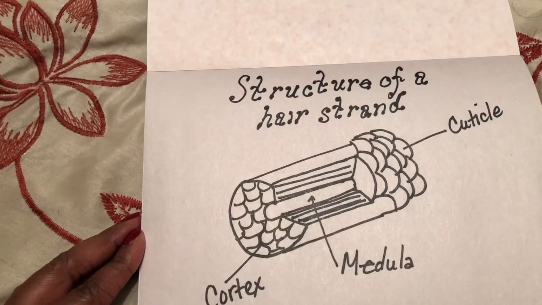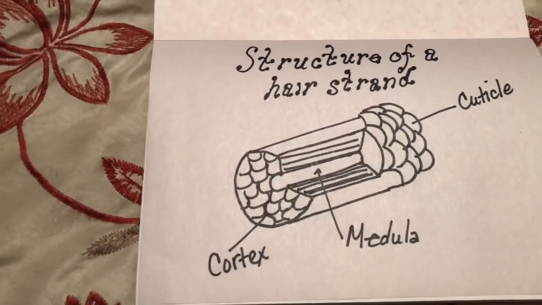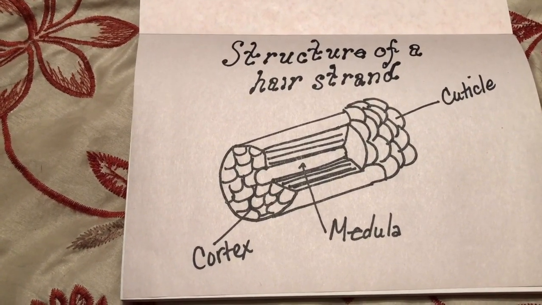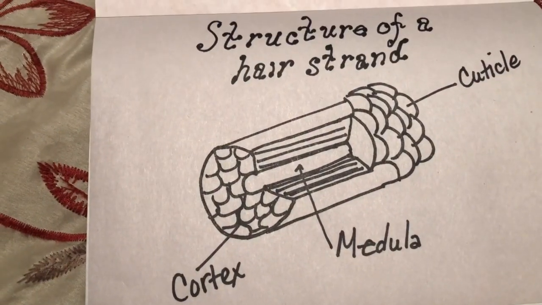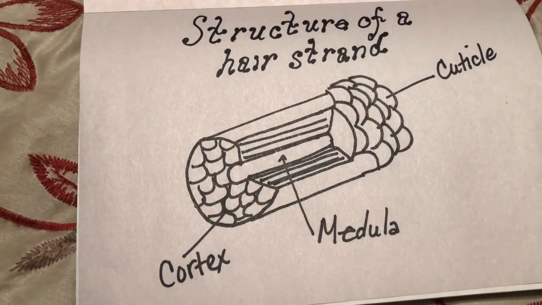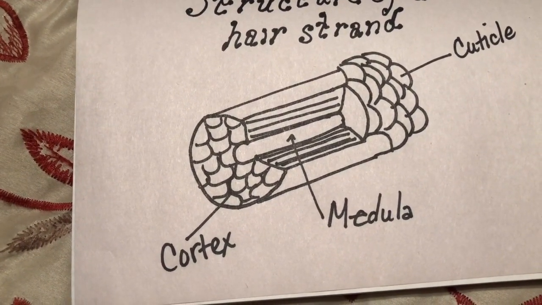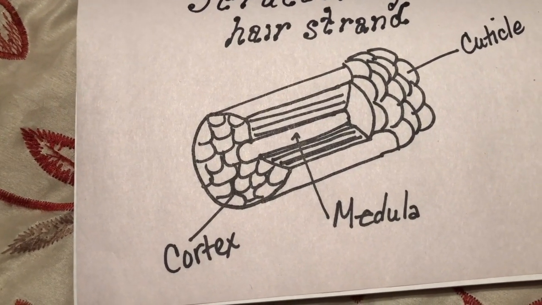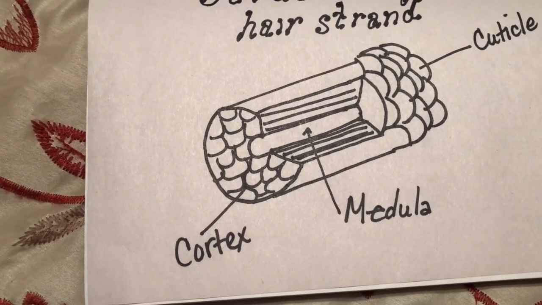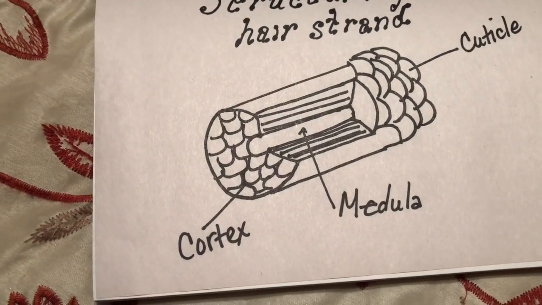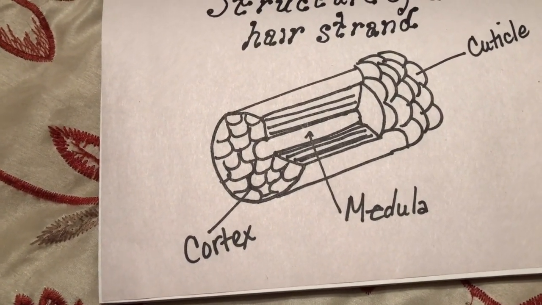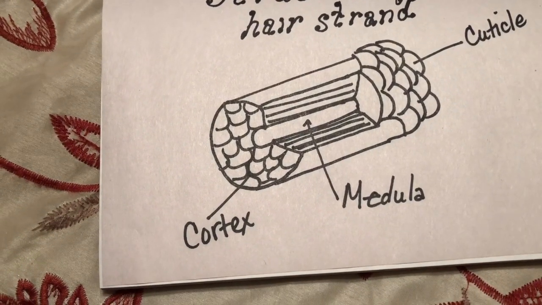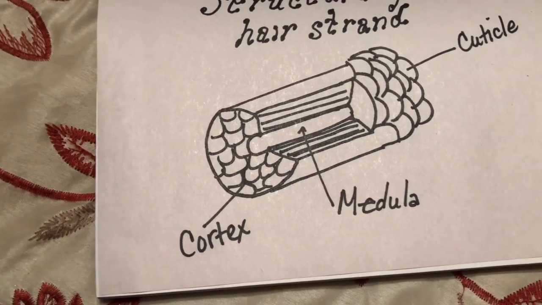Okay, the next one is the structure of the hair strand. The hair strand is made up of the cuticle, the medulla, and the cortex. So quickly, what are those things that make up our hair strand? The cuticle is the outer layer that's made up of hard, transparent cells that overlap each other like scales. The hair condition is largely determined by the condition of the cuticle, and this is the layer that gives elasticity and resiliency to the hair. So the cuticle is very, very important.